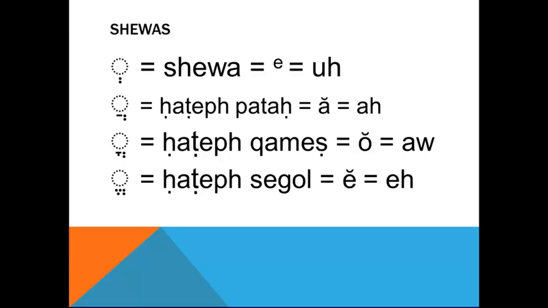What are the other gutturals? The hay and the chait. They don't do simple Shivas. So if you have a situation where you would normally have a Shiva, those gutturals are going to open up the sound a little bit by making an almost A, an almost O, and an almost E. And so those are the situations where you get the compound Shiva.